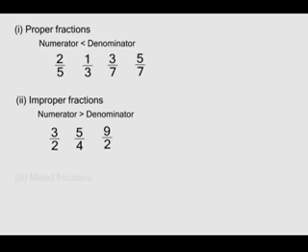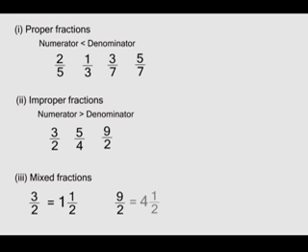An improper fraction can be expressed as a mixed fraction, having a whole number and a proper fraction. For instance, 3/2 can be written as 1 and 1/2. 9/2 can be written as 4 and 1/2. 13/5 can be written as 2 and 3/5.